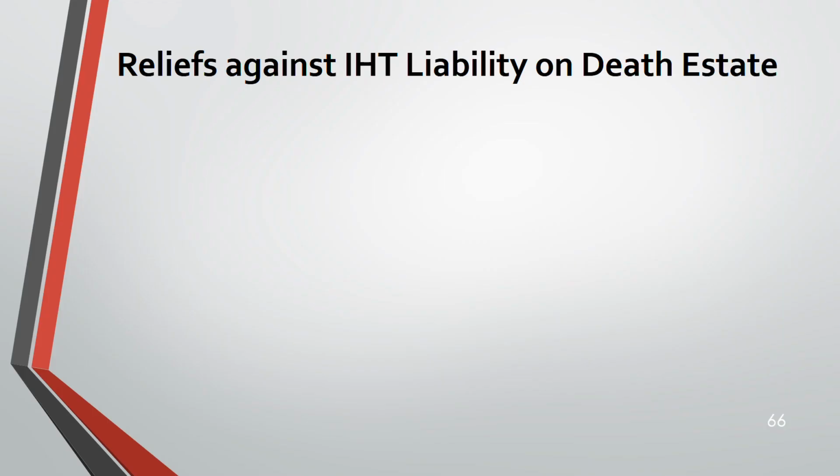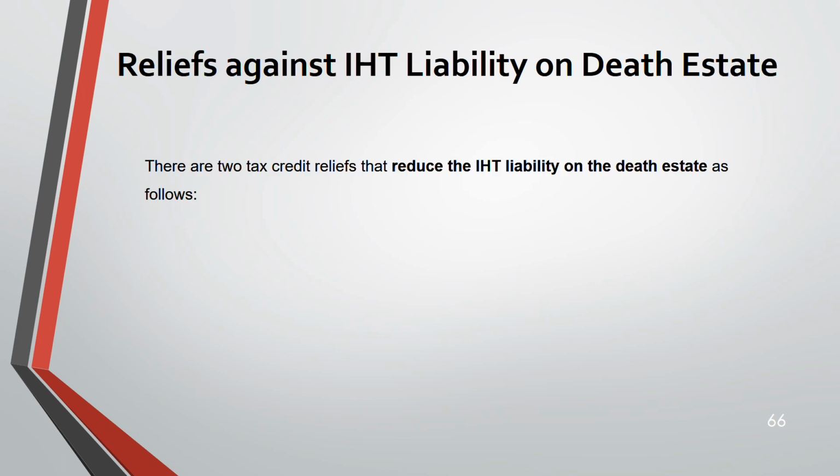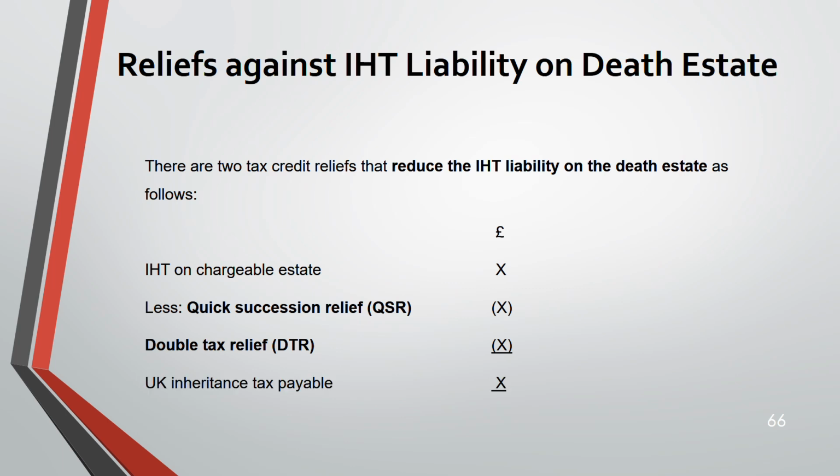Relief against IHT liability on death estate. As we have reliefs for lifetime gifts, and on the death of the donor, we have the same on the death estate. Now there are two tax credit reliefs that reduce the IHT liability on the death estate. One is quick succession relief, one is double taxation relief. First we'll deduct QSR from the IHT. We have stopped at IHT on chargeable estate, till that we know how to calculate. Now you further deduct QSR and DTR and get your IHT.